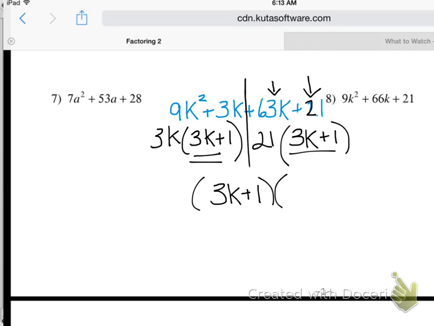I copied the 3k plus 1 down, and now is the fun part of taking those outsides. What sign is the 21? Plus. And just writing them down. 3k plus 21.